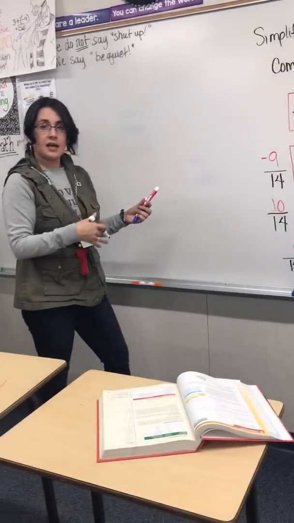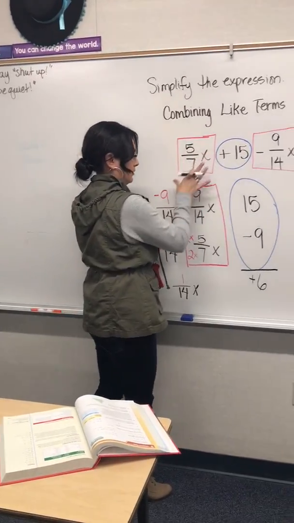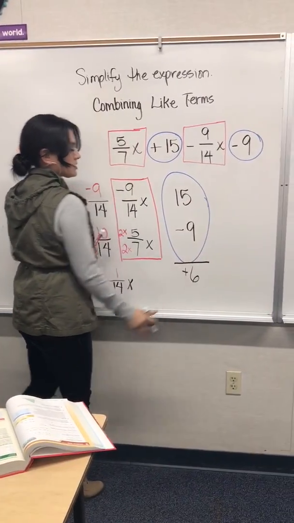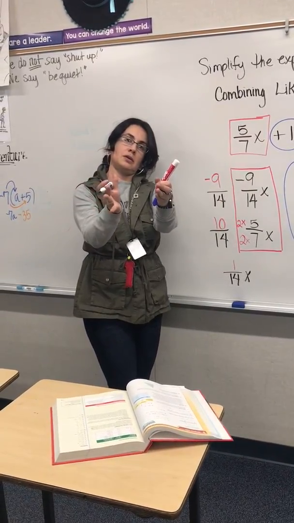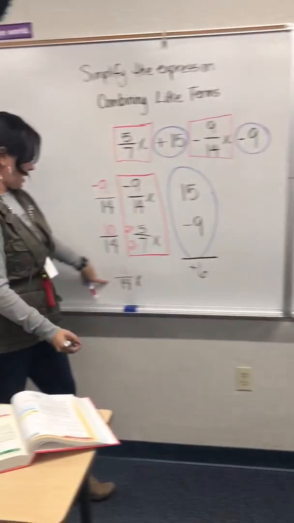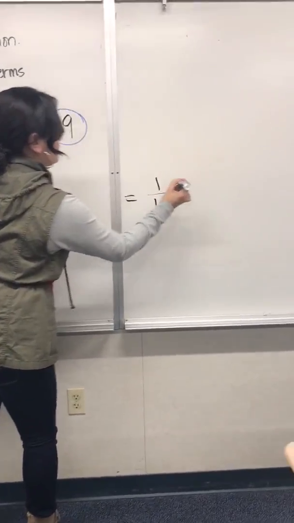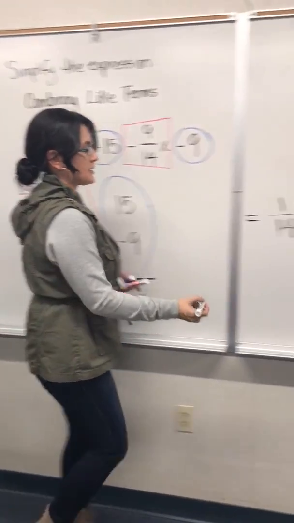So once I've done that and I've simplified each of the variable terms and the constant terms, now I'm just going to put it all together. Okay, so over here on the side, I have 1/14 x and then positive 6.